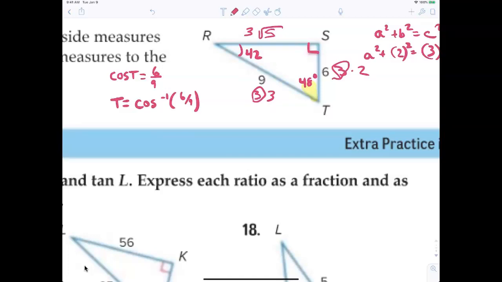Now, if you wanted to do trig, let's just double check our work. If I wanted to find R, we could say the sine of R is equal to 6 over 9. So now everybody do the inverse sine of 6 over 9. Tell me what that is. 41. There we go, roughly 42.